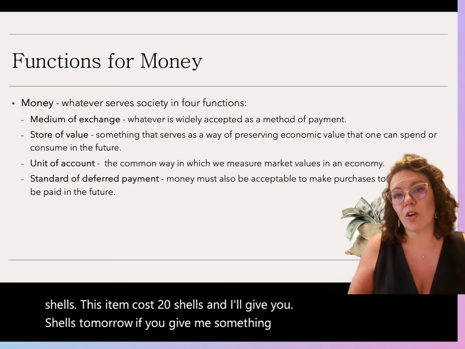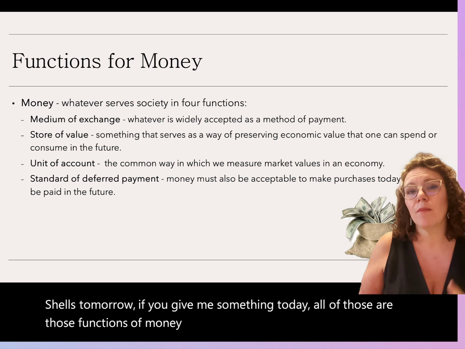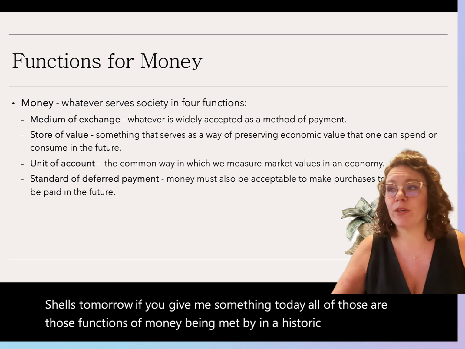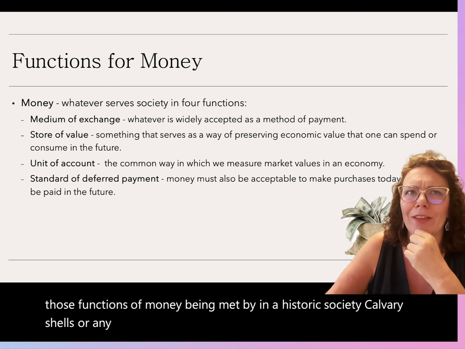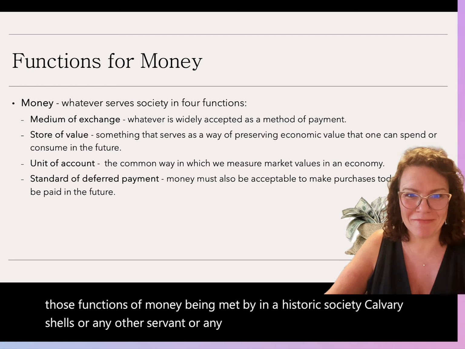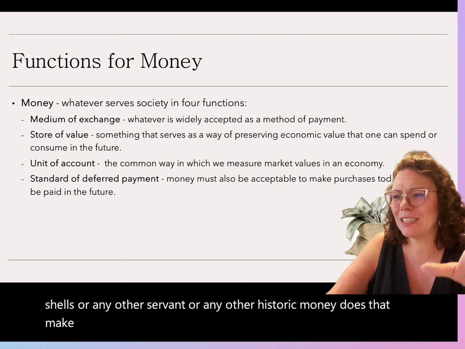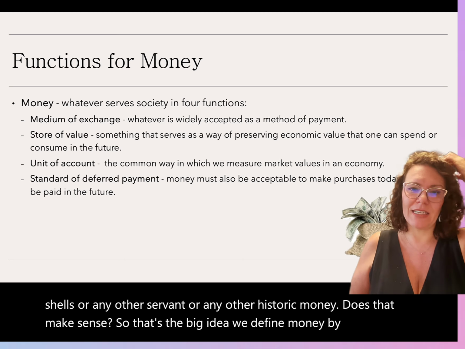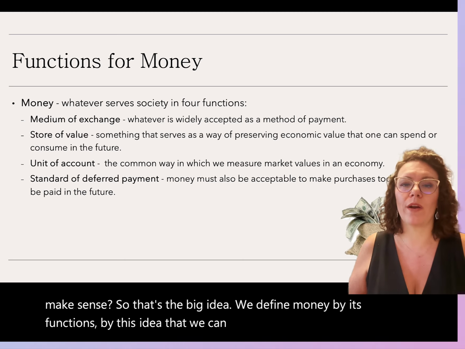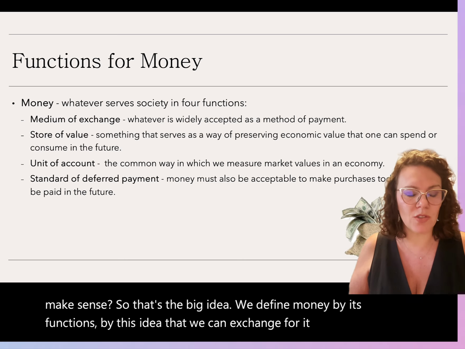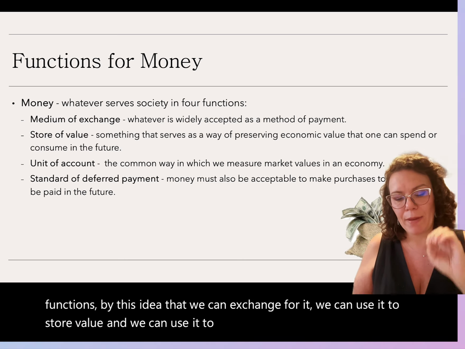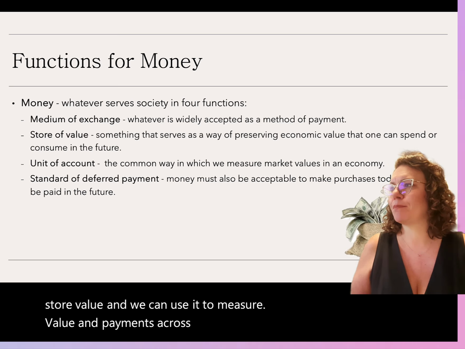All of those functions of money are met, in a historic society, by cowrie shells or any other service or any other historic money. Does that make sense? So that's the big idea. We define money by its functions: we can exchange for it, we can use it to store value, and we can use it to measure value and payments across time and space.